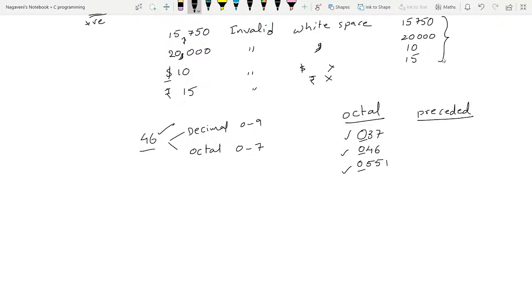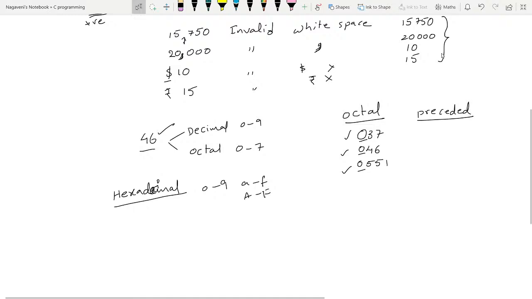And how to identify hexadecimal numbers? See, hexadecimal means 0 to 9 I can use, and A to F or small a to f I can use. And how to use them, I'll write in a proper way. So here, if a number is preceded with 0, it is octal. If nothing is specified, it is decimal.